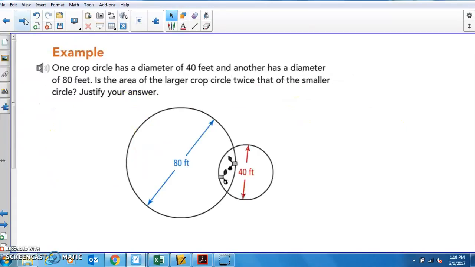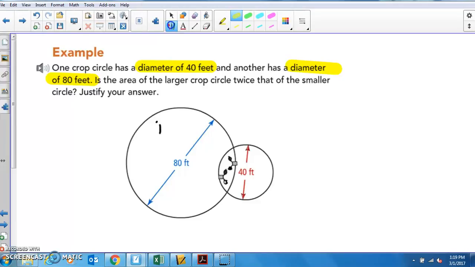All right, I want you to work this one too. It says a crop circle has a diameter of 40 feet. So we have a 40-foot circle, and we have another one that has a diameter of 80 feet. So you have a large circle and a smaller circle. Is the area of the larger crop circle twice that of the smaller circle?